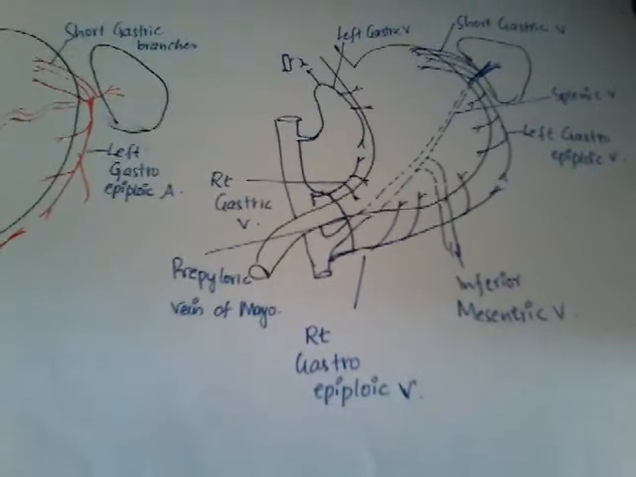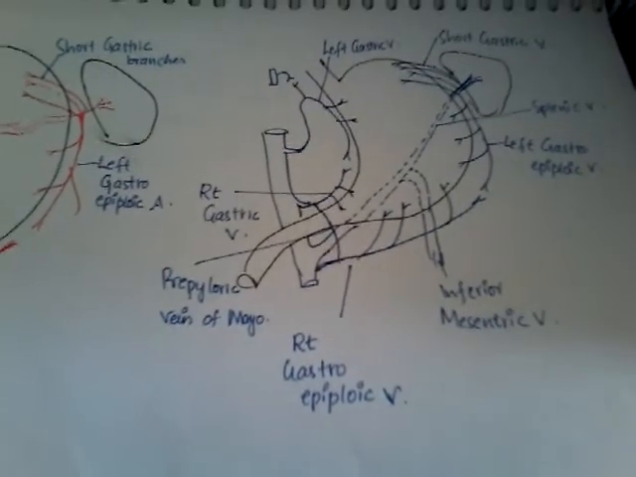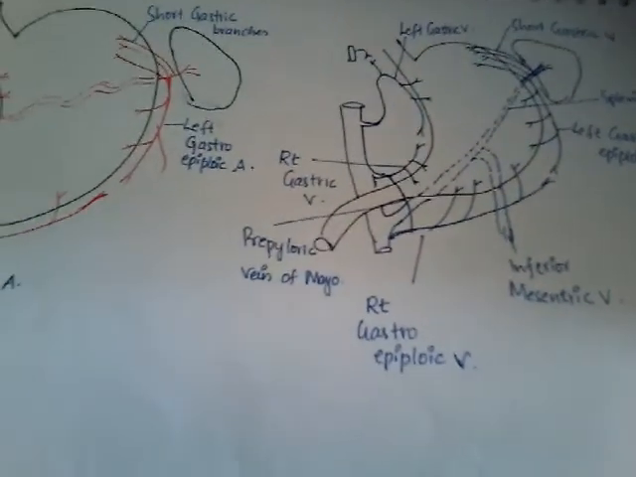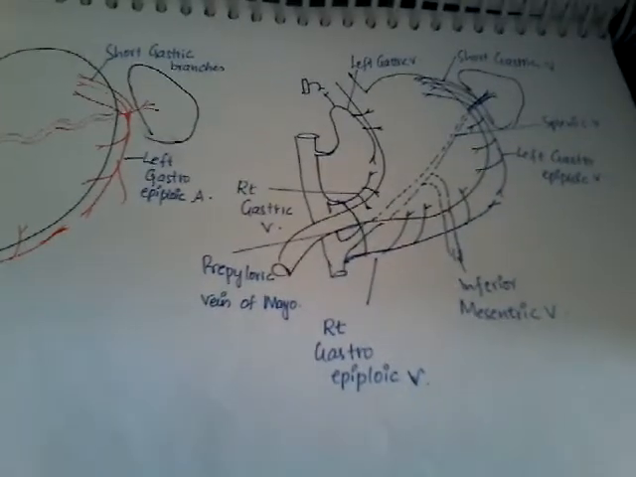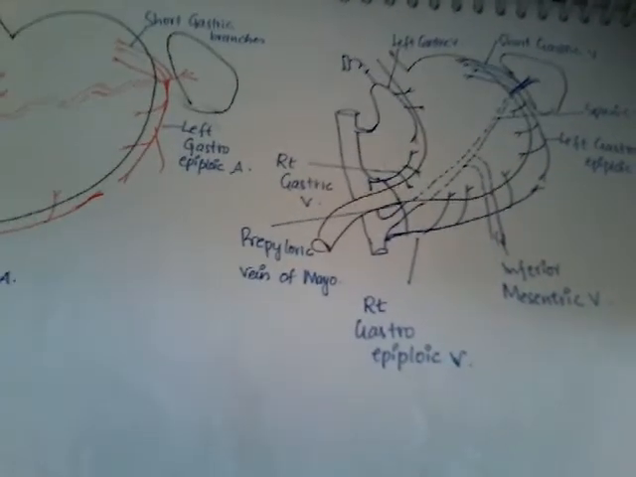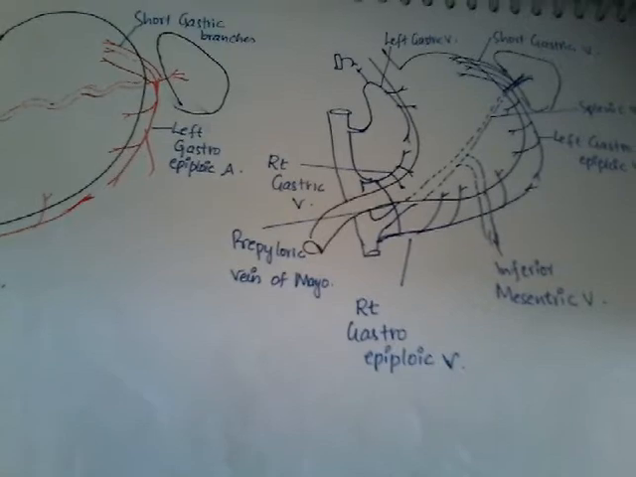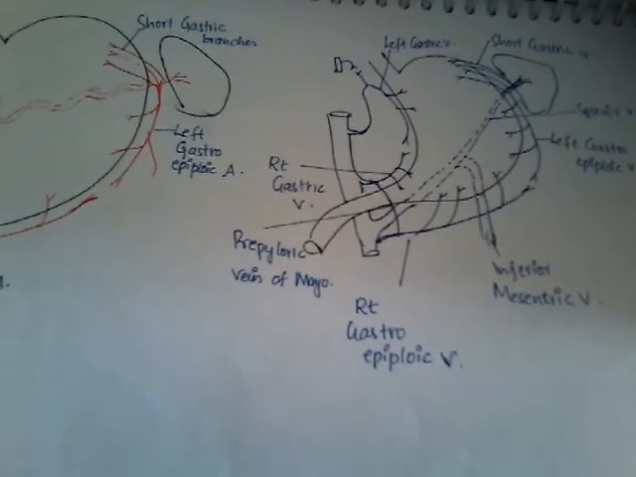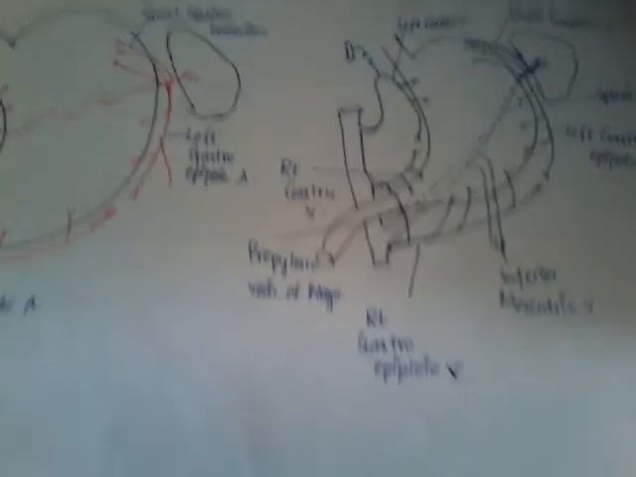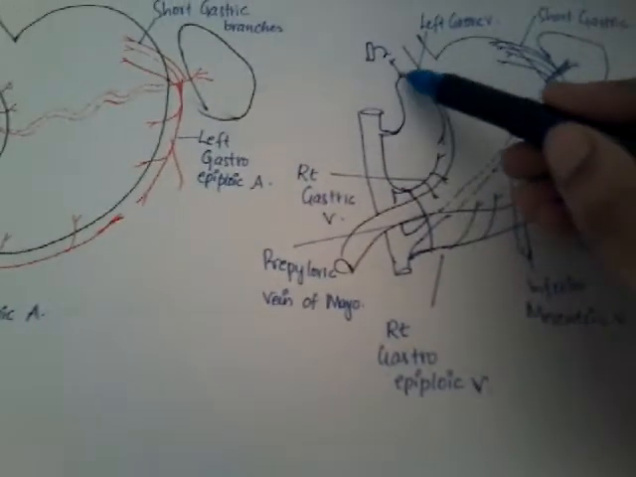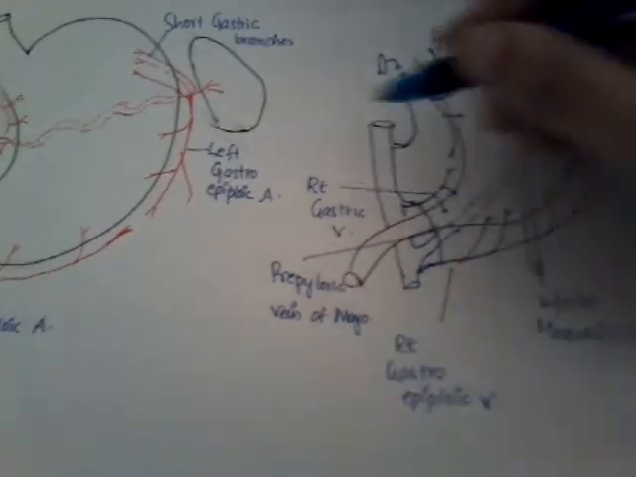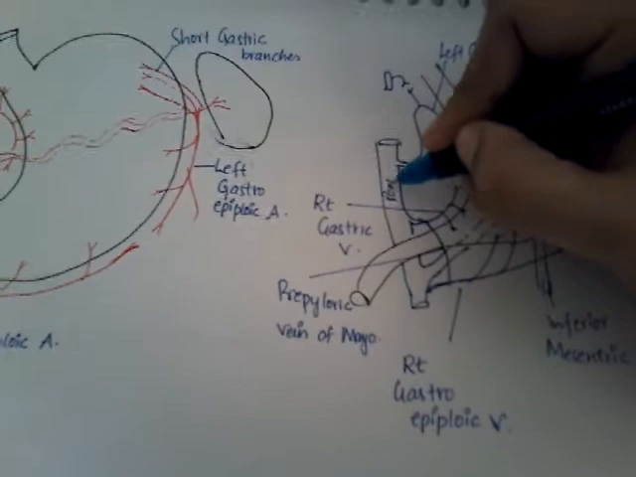The left and right gastric veins drain into the portal vein, whereas the left and right gastroepiploic veins drain into the splenic vein. Let me just show you in the diagram. I'm sorry. The left and right gastric veins drain into the portal vein. So this is the portal vein.